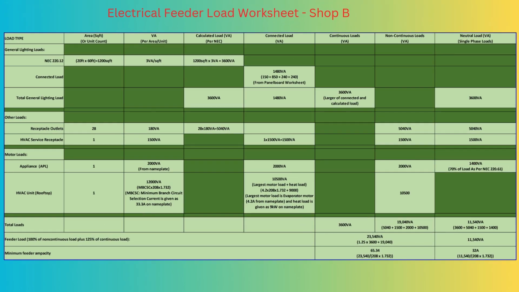This drawing is a feeder load calculation worksheet for Shop B. It provides detailed load calculations, including general lighting, receptacle outlets, HVAC service, appliances, and motor loads. The worksheet categorizes loads as continuous, non-continuous, or connected, with calculations for total load and feeder ampacity based on NEC standards. It also includes adjustments for the largest motor load and heat load, ensuring proper sizing of conductors and compliance with safety requirements. This worksheet is critical for designing a balanced and efficient electrical feeder system.